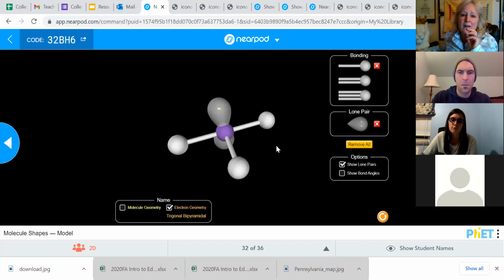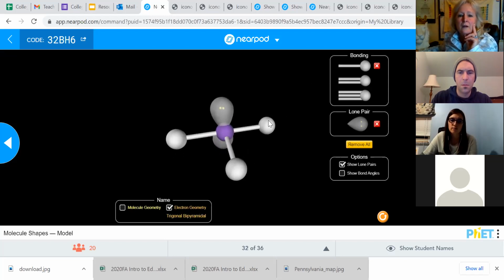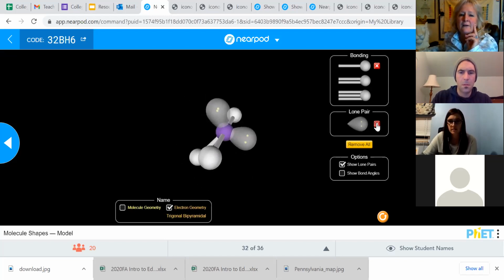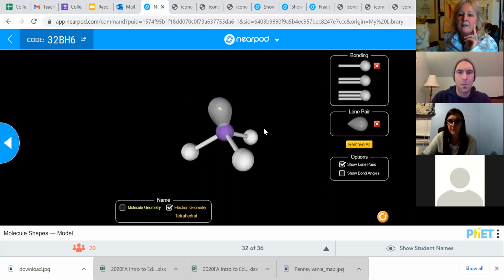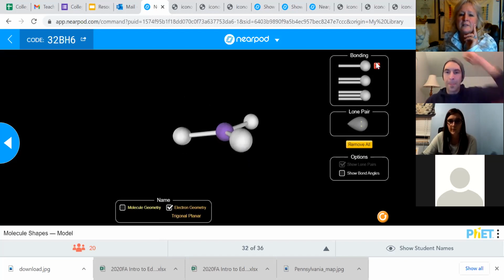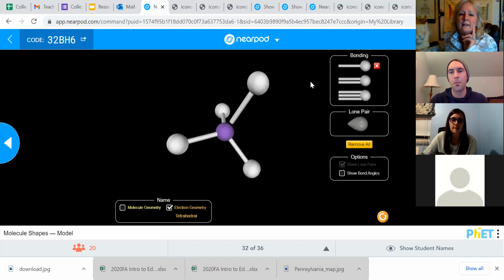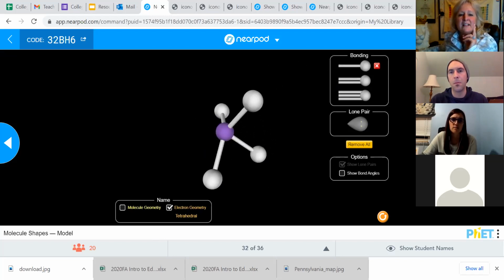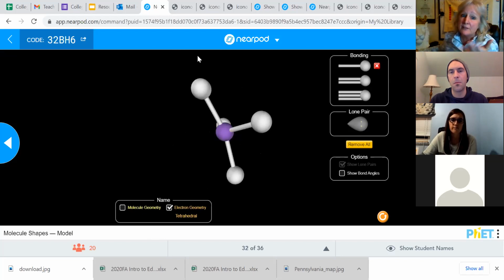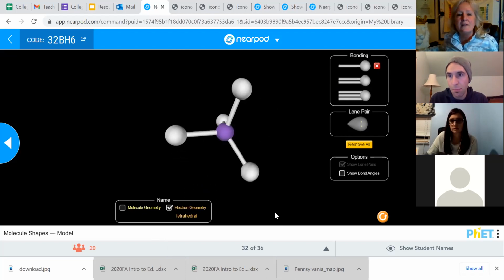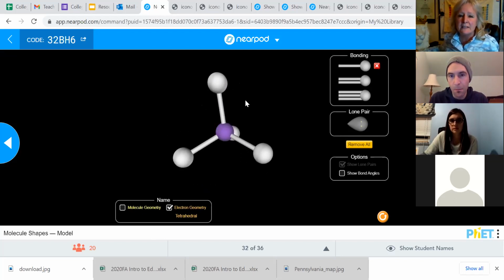So I can add another bond to it, and we have a pyramid-shaped molecule. There's my pyramid. Then you can take one off, and then you have your tetrahedral. Here you have trigonal planar. Put another one on, and they can see that atoms seek to be as far away from each other as possible unless you have a lone pair to distort it. And they always spread out to give the point of least resistance.